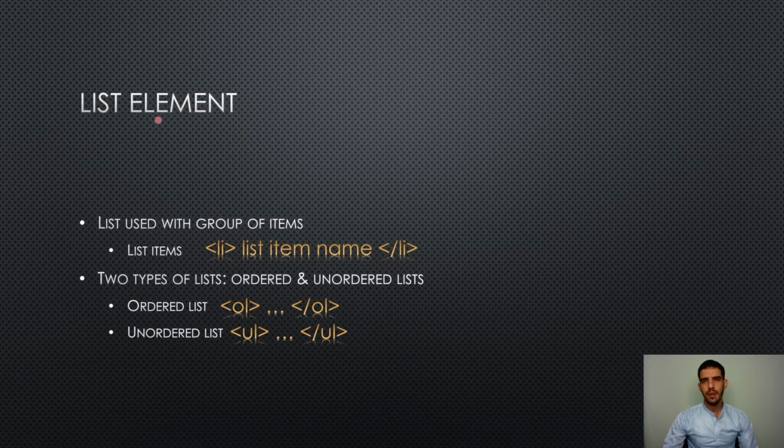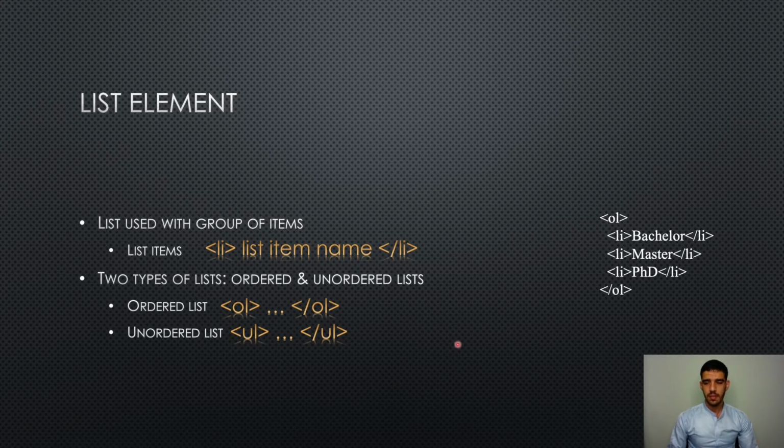List element will be used to group items together, and each list item will be defined by using the li tag, li from list item. And there are two types of lists that we are going to discuss in this video, which are ordered list, so it will be numbers 1, 2, 3, 4. And there is unordered list. It will be like bullets. Ordered list will be, as I said, 1, 2, 3, the Arabic numerical numbers. And we refer to it as OL, ordered list. While the unordered list will be U and L.